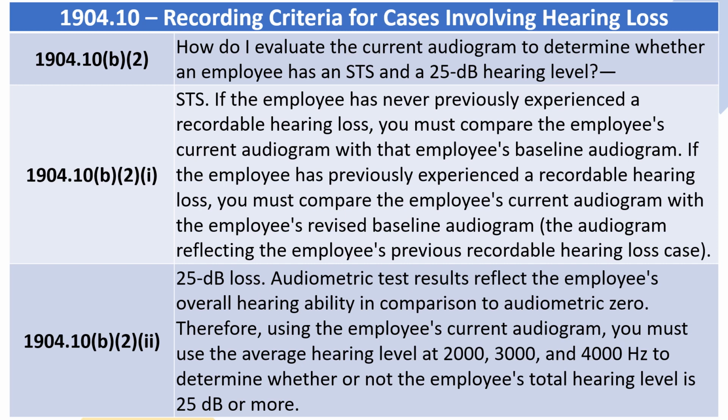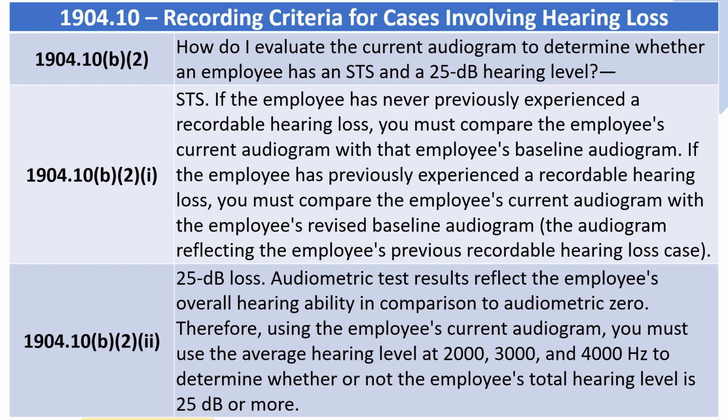1904.10(b)(2). How do I evaluate the current audiogram to determine whether an employee has an STS and a 25 dB hearing level? 1904.10(b)(2)(i). STS. If the employee has never previously experienced a recordable hearing loss, you must compare the employee's current audiogram with that employee's baseline audiogram. If the employee has previously experienced a recordable hearing loss, you must compare the employee's current audiogram with the employee's revised baseline audiogram, the audiogram reflecting the employee's previous recordable hearing loss case.